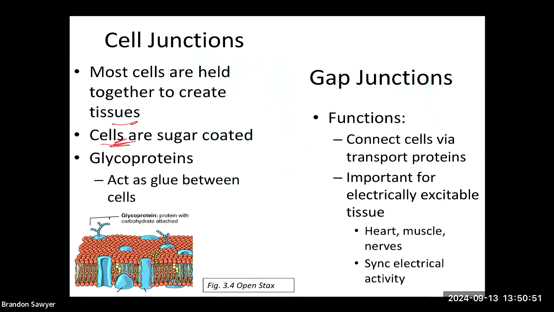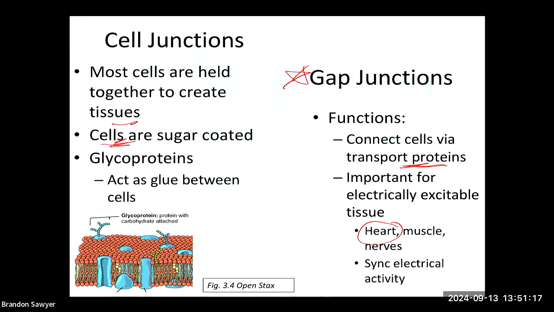Okay, we also have what's called gap junctions. Certain cells, when they're right up next to each other, literally just have holes in the membrane between those two cells. Okay, and these are connecting the cells via proteins, okay? And these are very important for tissues that are electrically excitable, like the heart muscle cells, as well as some smooth muscle cells.